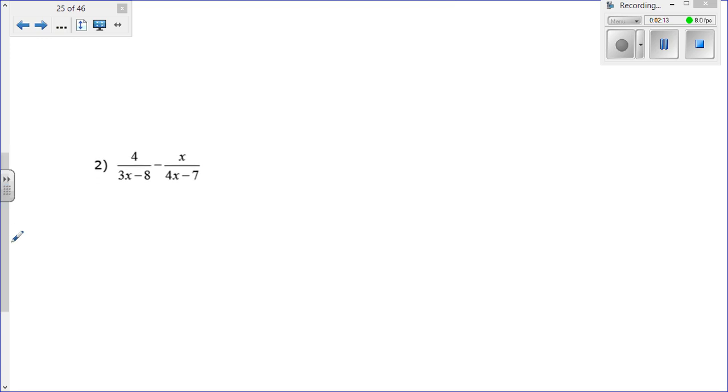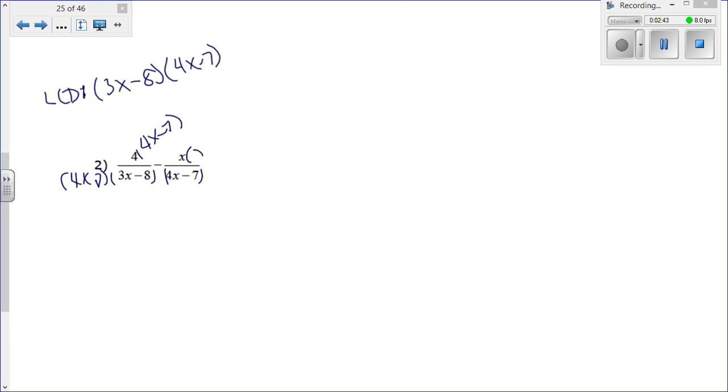All right, the second one. Neither denominator is factorable, so I don't have to worry about that. Just have to go right to my LCD, and this is a case of one of everything I see. So 3x minus 8 and 4x minus 7 is my LCD. So my first fraction is missing 4x minus 7, and my second fraction is missing 3x minus 8.